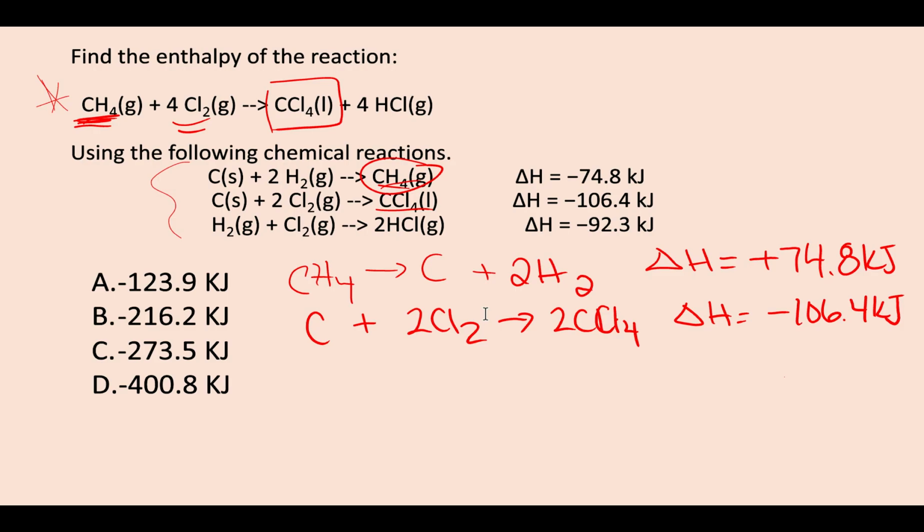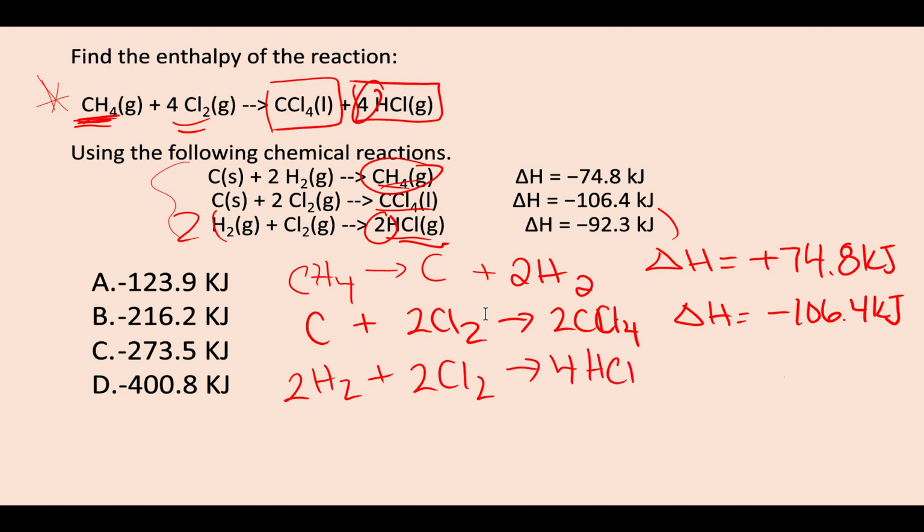Now my last one, I see HCl as a product, and it's a product here, but here it has 2 moles, up here it has 4. So to make that 4, I'm going to multiply this whole equation by 2. So let's write that down. And if I'm multiplying by 2, your delta H also has to be multiplied by 2.